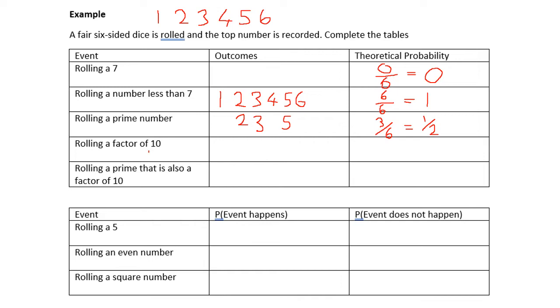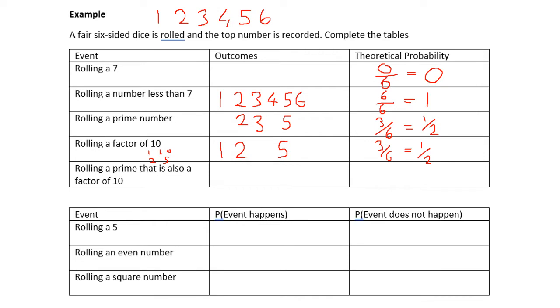Lastly, you've got rolling a factor of 10. Now those are numbers that divide into 10, so we've got 1 and 10 and 2 and 5. So yeah, 1, 2, 5. There are 3 outcomes on a dice that are factors of 10. So our probability is 3 out of 6, or just a half. We could then say, well, what's the probability of rolling a prime that's also a factor of 10? Do we combine our 2 probabilities together here? Do we add them, times them? No, we just count again.